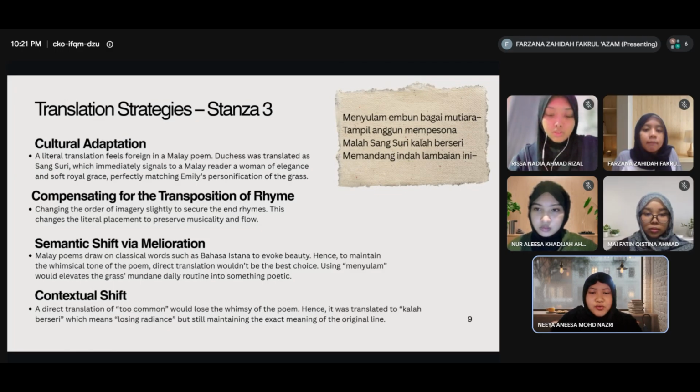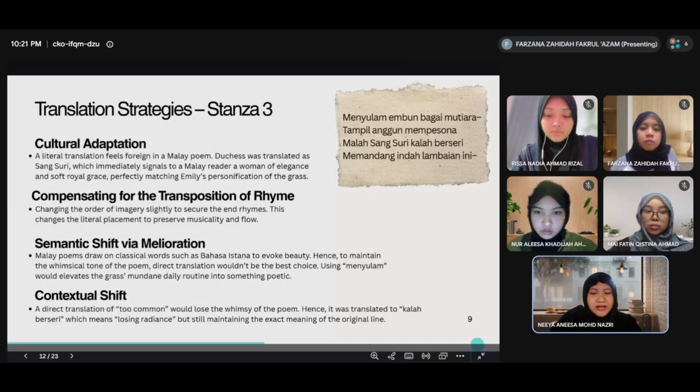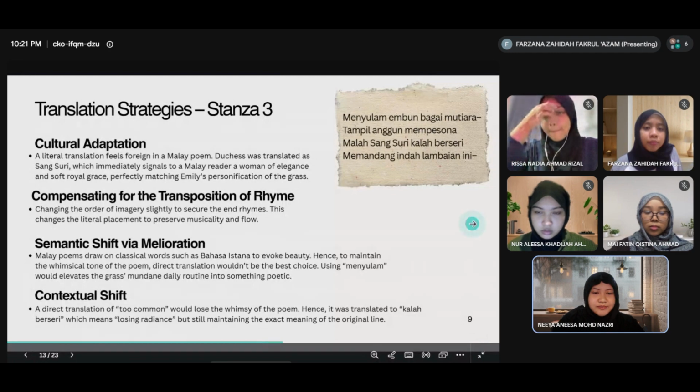The phrase too common was translated as kalah berseri. While it is not a literal equivalent, it conveys the intended meaning that the grass loses its radiance in comparison to the dew, while maintaining the beauty and poetic quality of the stanza. That is all from me. So now I'll be passing it to translator 4.